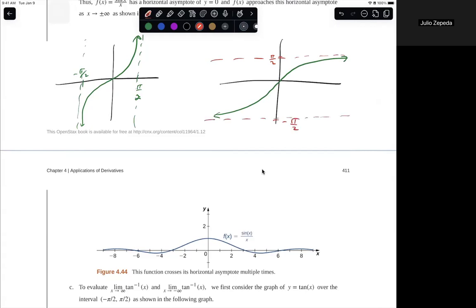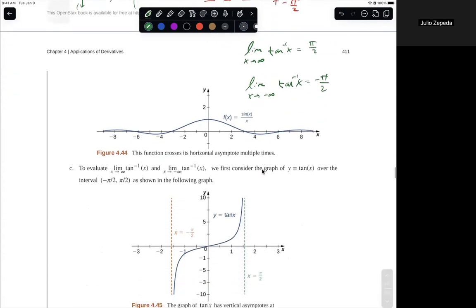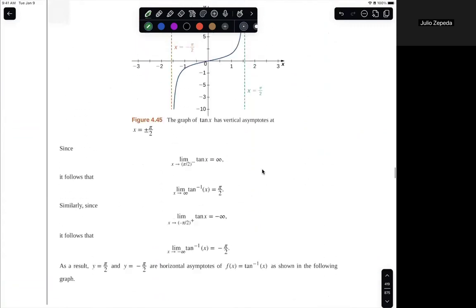And the limit as x approaches infinity, we can see from the picture, is equal to pi over 2, and the limit as x approaches negative infinity of this function is equal to negative pi over 2. So knowing the graph is crucial for this problem here.